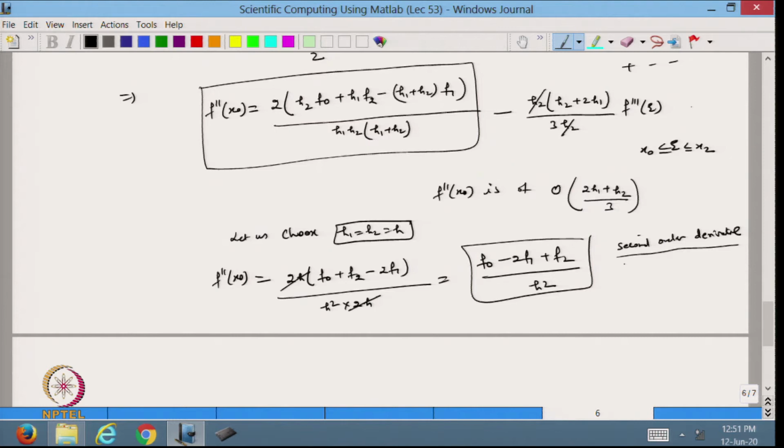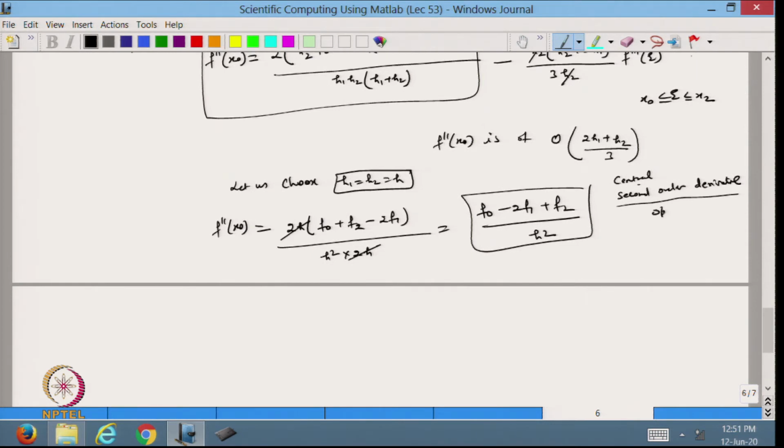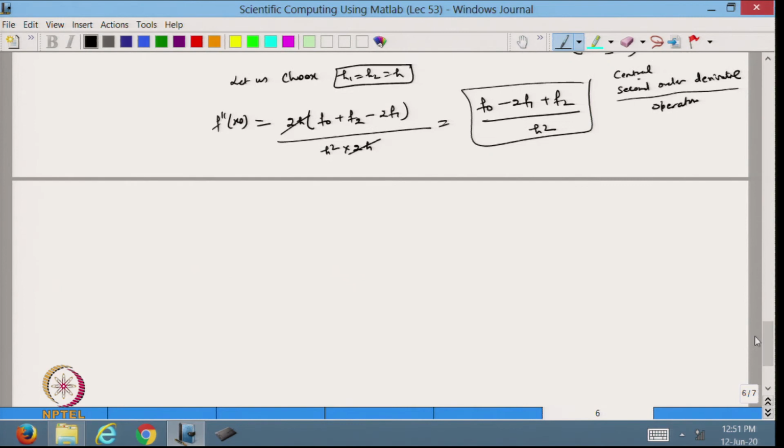So using the central scheme, this is the central second order derivative, that is f naught minus 2f1 plus f2 by h square. So this is the central second order derivative difference scheme. So that we can define. And now if we put h and h here, this will be of order h in this case, but generally it is of order h square. So that is the expression that will come out. So this is the way we are able to write the second order derivative for unequispaced data.